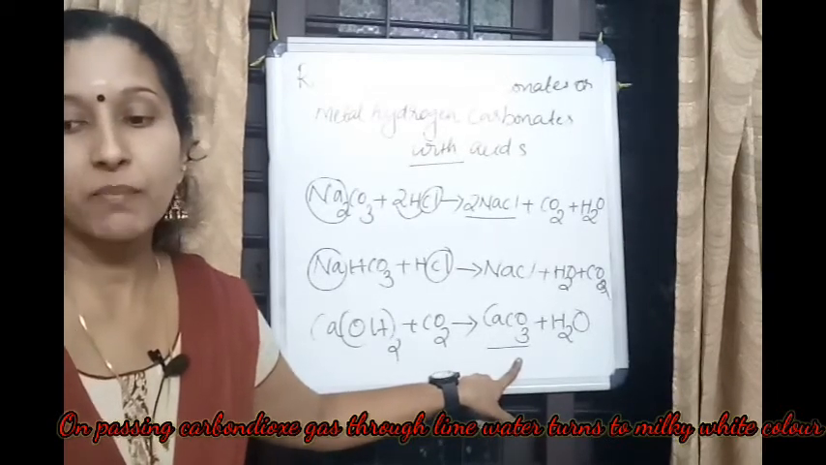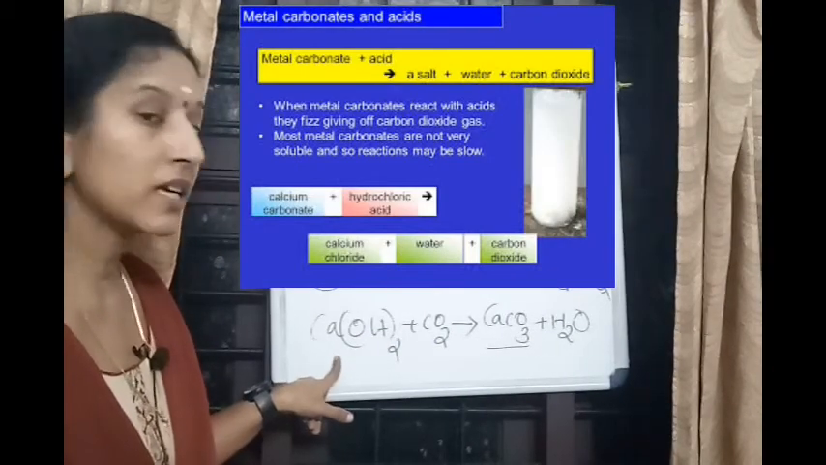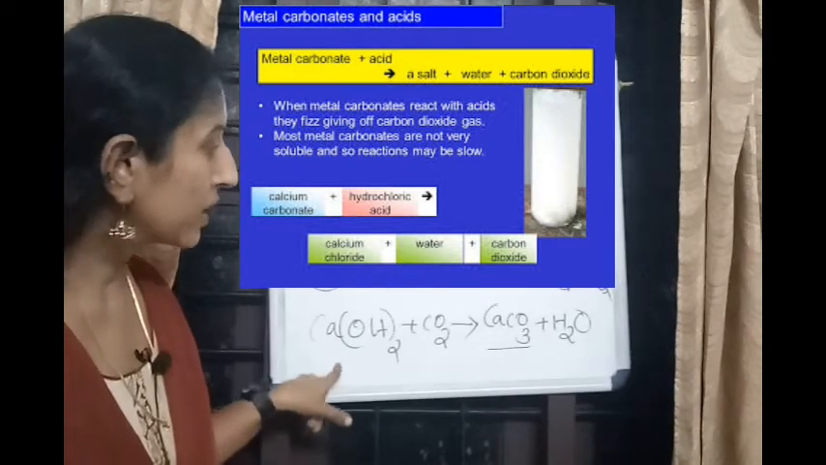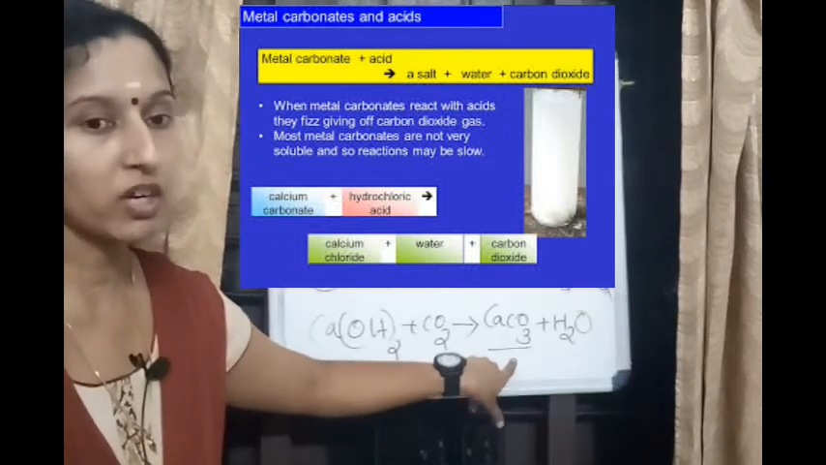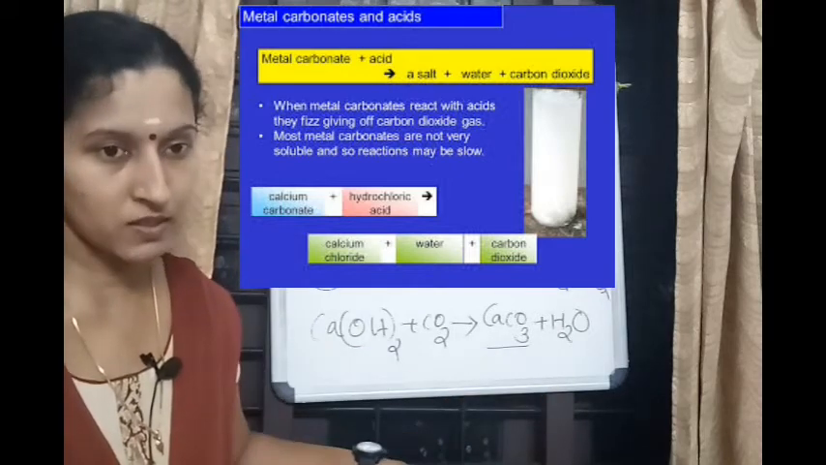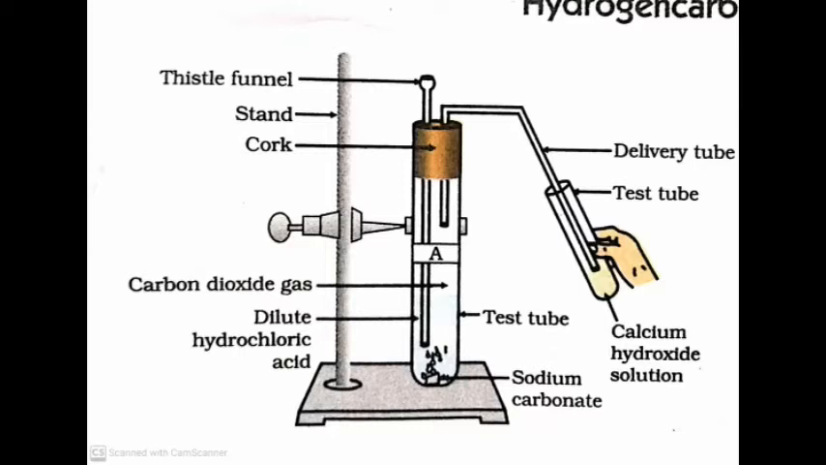So, which is the confirmatory test for carbon dioxide? On passing carbon dioxide gas through lime water, or slaked lime, if it turns milky white, that is the indication of carbon dioxide gas. That is the standard, confirmatory test for carbon dioxide. When sodium carbonate reacts with hydrochloric acid, it forms carbon dioxide. On passing this carbon dioxide gas through lime water, it turns milky white. This milky white color is due to the formation of calcium carbonate.